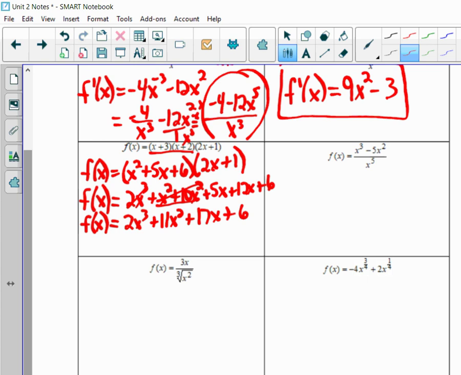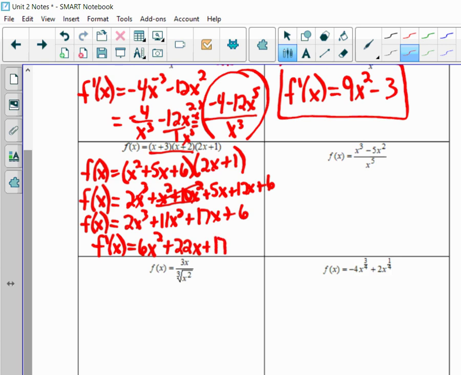And now I can do the power rule. So now I can say f prime of x, and I can take 3 times 2, which is 6, and subtract 1 from the exponent. 11 times 2 is 22, and subtract 1 from the exponent.